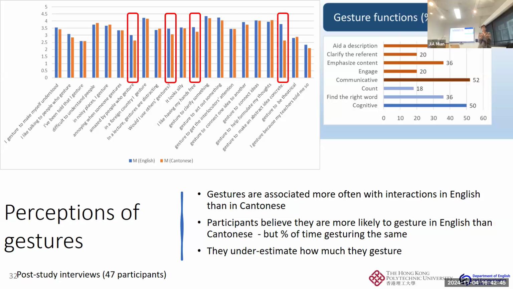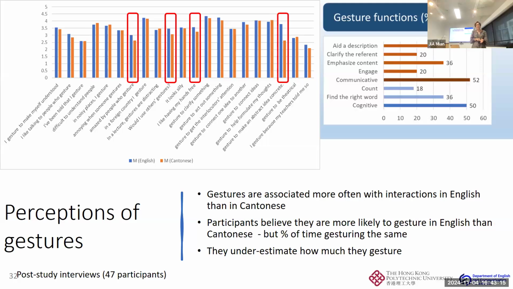And what we found is that there didn't seem to be that much difference between the Cantonese and the English, except that there seemed to be a slightly higher association of gestures with English than with Cantonese. So this is basically the first three red boxes that I have marked. You can see that the English answers are a little bit higher.